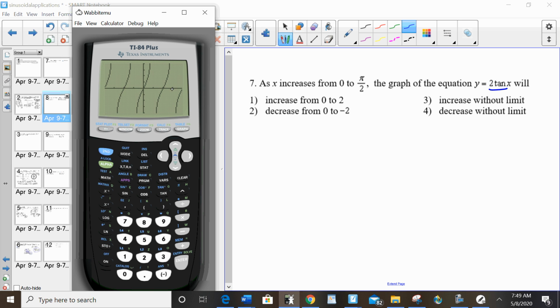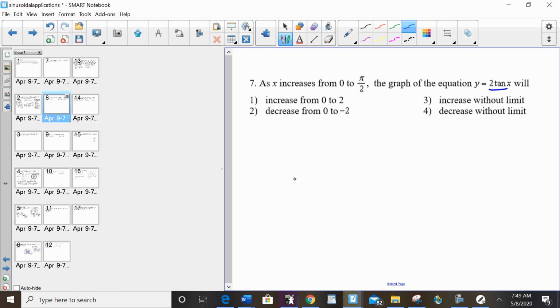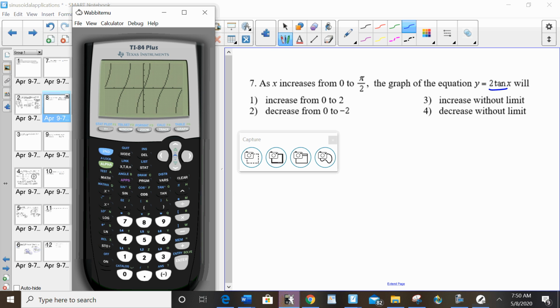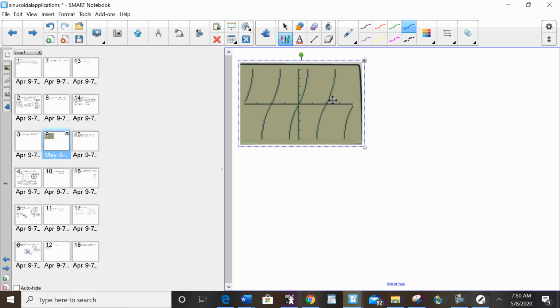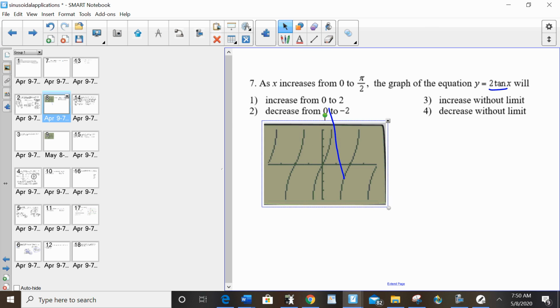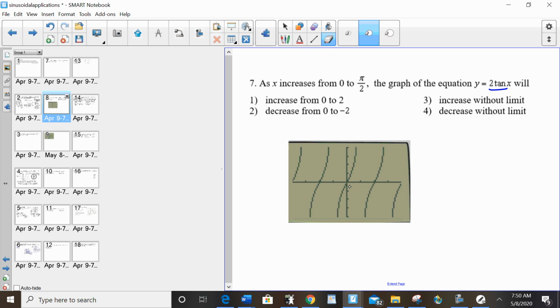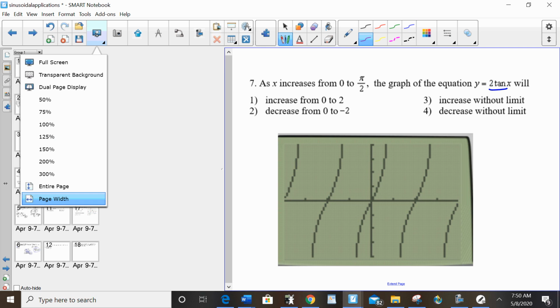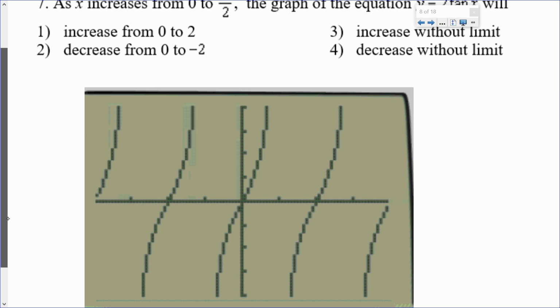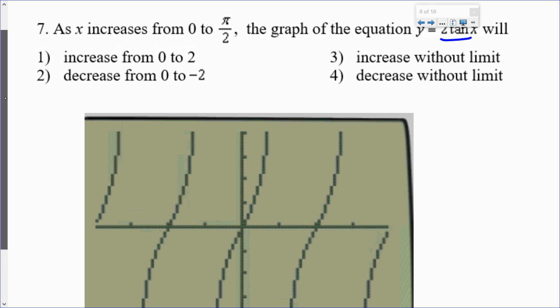So from 0 to pi over 2, we're talking about from here to the first dash. So let me snip this so we can actually see what's going on here. Make this a little bigger. From 0 to pi over 2. So again, this is 0. This is pi over 2. When you do zoom trig, it's going by pi over 2 or 90.